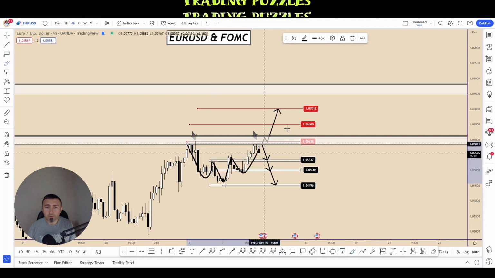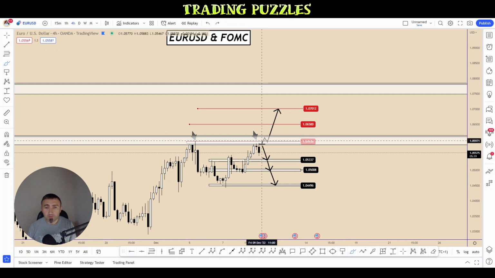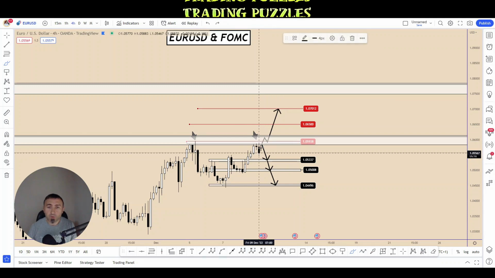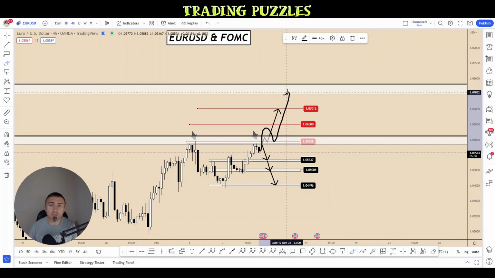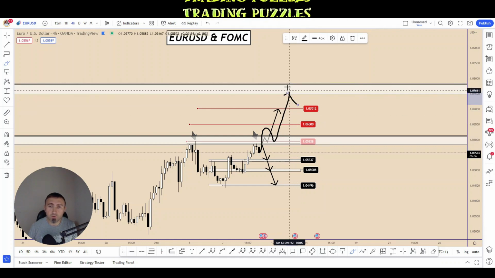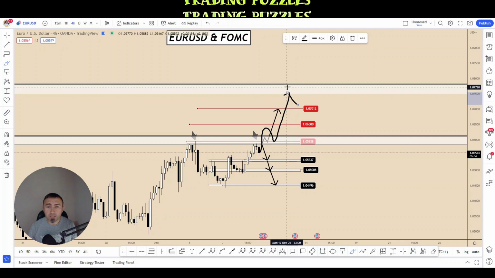The problem is that we face two possible scenarios. The first one is that the price may increase with bullish volume. It can bounce above 1.06 and it can continue to rise up to the second zone. So this is a possible scenario.